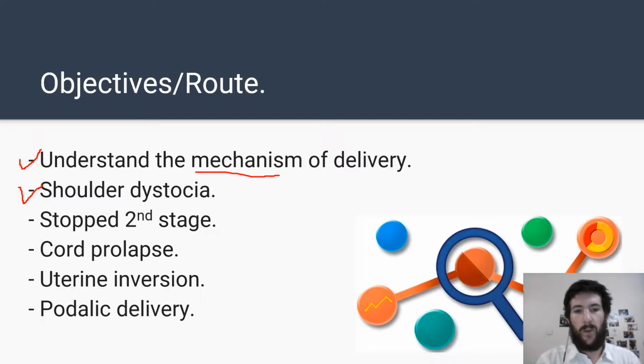Then we will see one by one different emergencies during the delivery. There will be shoulder dystocia, stopped second stage, cord prolapse, uterine inversion, and podalic delivery.